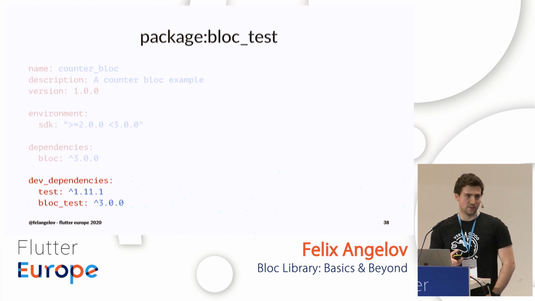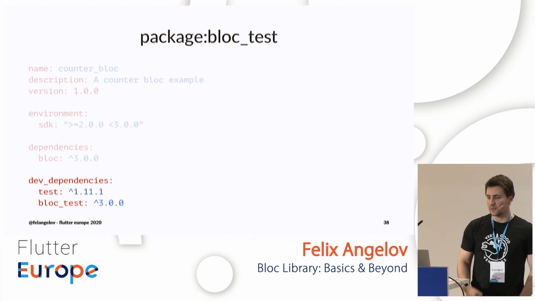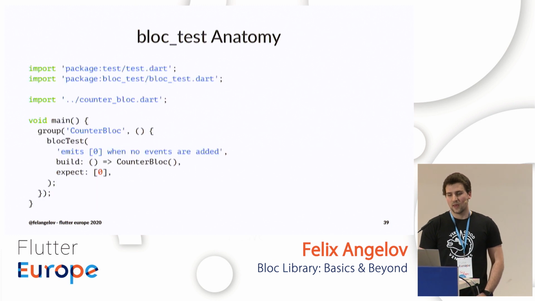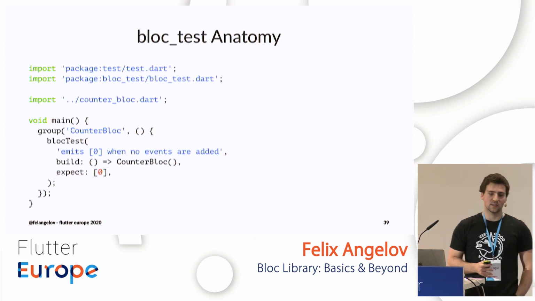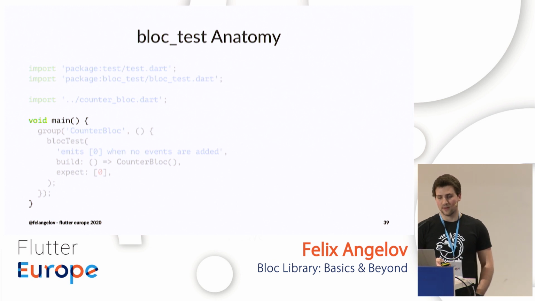You need one on the Dart test package, which gives you all the standard test, group, expectations, and stuff like that. And then another one on bloc_test itself. And now we can just get started writing tests. So the first thing that we'll do is define a main, like every test file has a main.